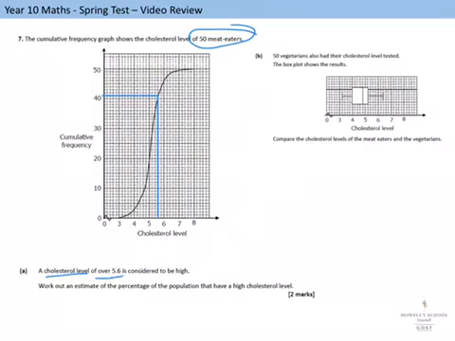Okay, so now we've done that with a ruler, and we find that 41 people have a cholesterol level of 5.6 or less, and therefore the number of people that have above that, the difference between 41 and 50, is 9. So 9 people have over 5.6, and that's 9 out of the total of 50 people. But as it's asked for as a percentage, it can't be out of 50, it has to be out of 100. So I'm going to make an equivalent fraction out of 100, which I can do by multiplying by 2, so that gives me 18%.